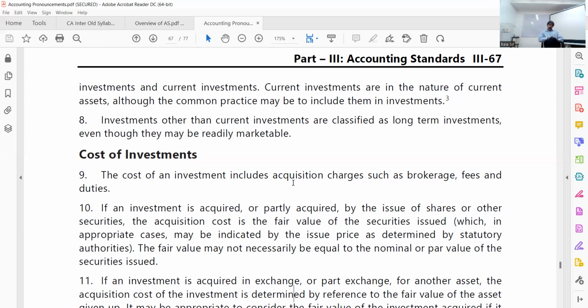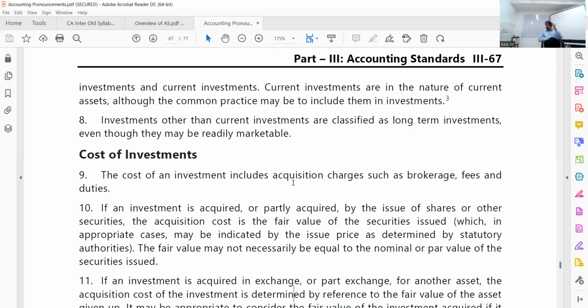Para 9. The cost of an investment includes acquisition charges, such as brokerage, fees, and duties. Okay. So the acquisition cost shall also include, that's the meaning. Definitely you have to include the price you pay for the investment, and also include other acquisition charges such as brokerage, fees, and any duty. Example, stamp duty payable. All these are included as a part of cost of investment.